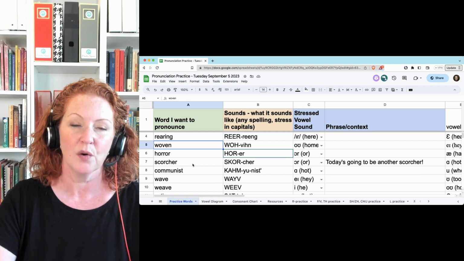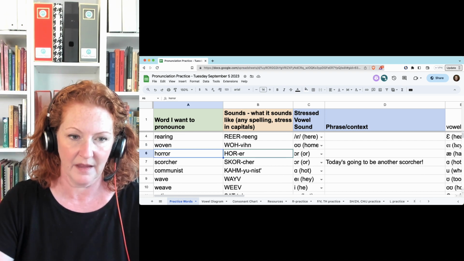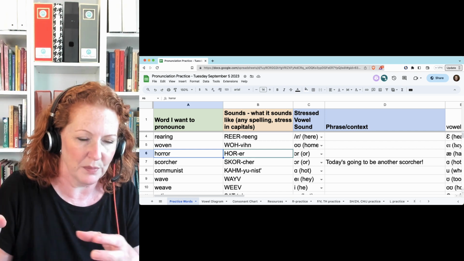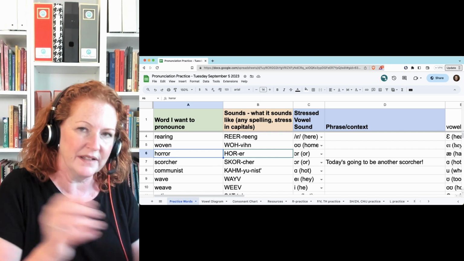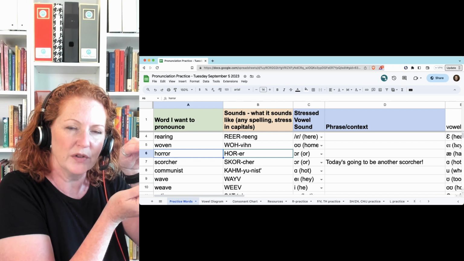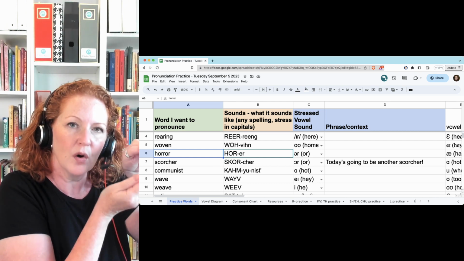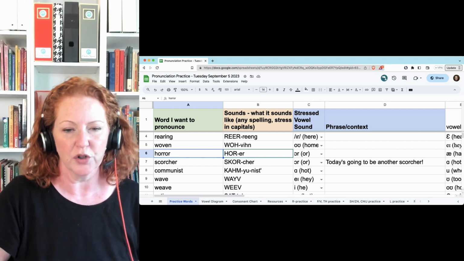Woven, woven. Horror, almost exactly two parts. Horror, but blended together. Horror. Once you pull it back for the R, hold it there to make the second noise. Horror, horror movie.